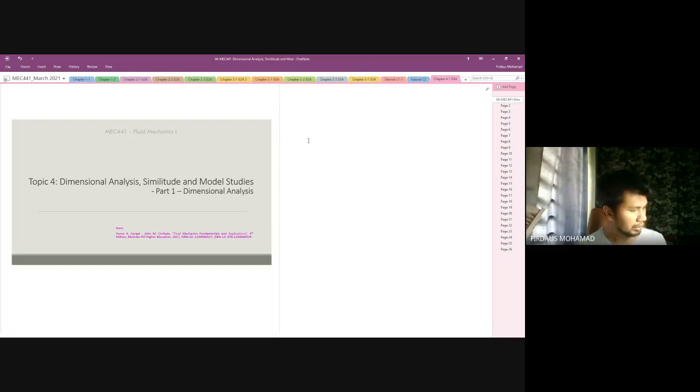This is the shortest chapter for MEC 441. We only have two subtopics. The first one is dimensional analysis and similitude, and the second one is model studies. Basically, this is a very important chapter.